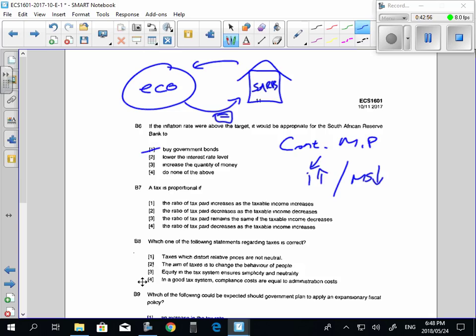Lower the interest rates. If they lower the interest rates, borrowing will increase, spending will increase, further driving up the prices of goods and services. They don't want to do that. Increase the quantity of money. Okay, that relates back to the first one. If the money supply increases, people will borrow more money, they will spend more money and drive up the price level. So they should do none of those.